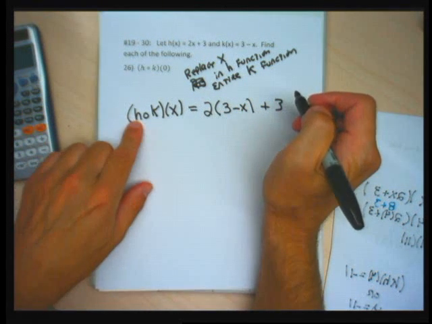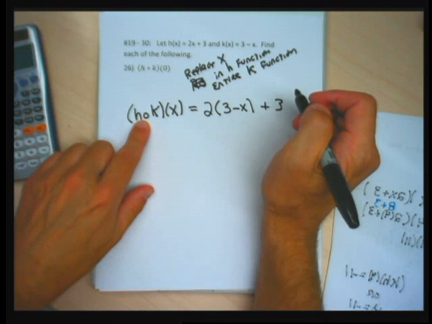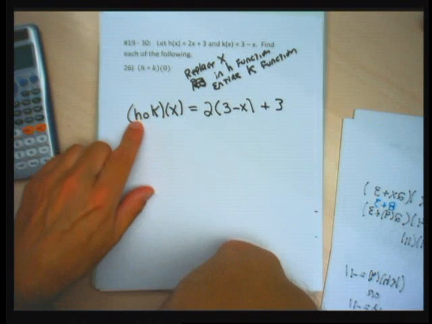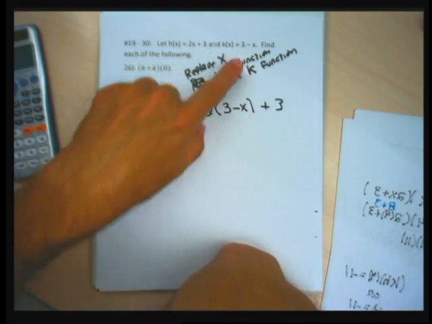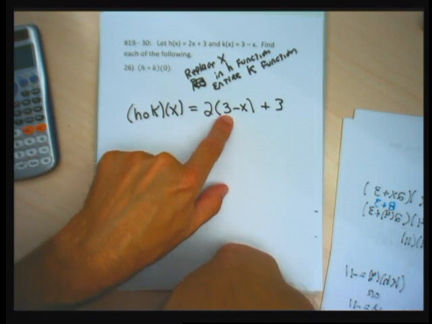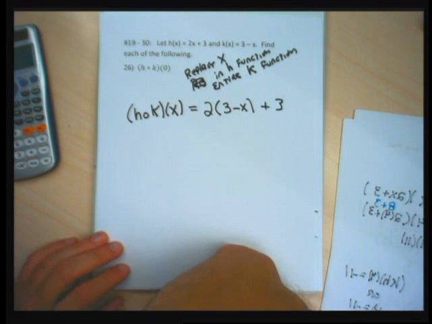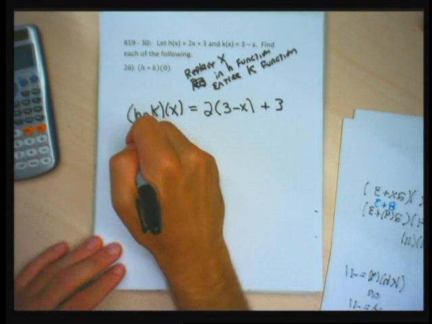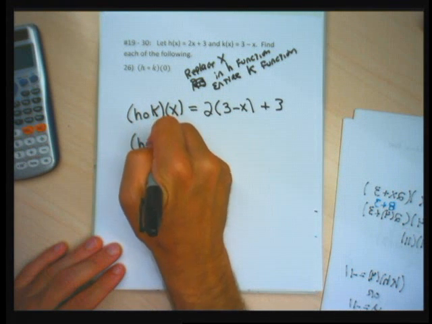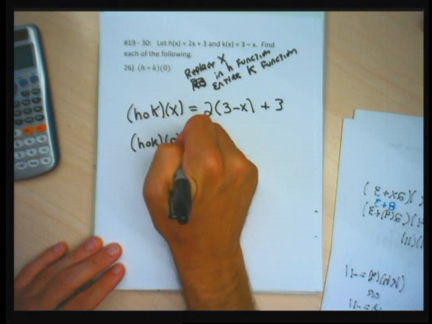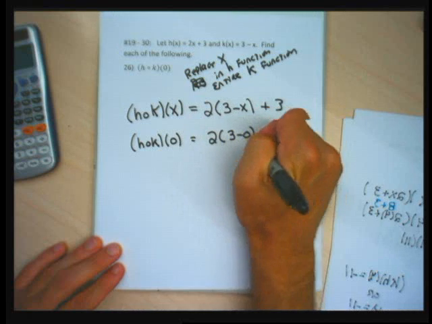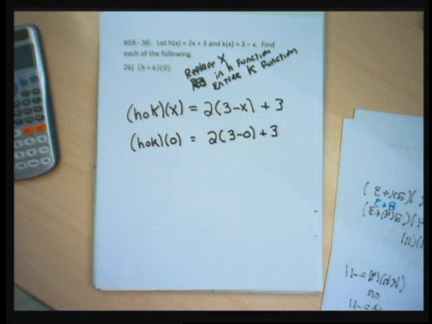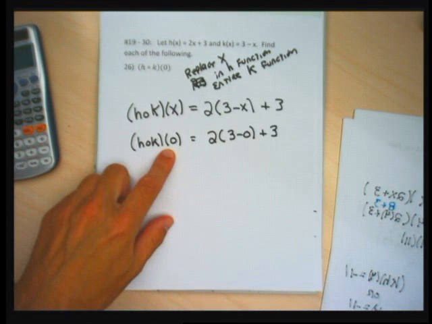So the h function's written first. The open circle tells me to change the h's x to the k function. So I change that x to the 3 minus x, and you need parentheses when you're doing these open circles. I could simplify that now, or I can simplify it when I plug the 0 in. At some point I need to plug the 0 in for x. I like to simplify with numbers as opposed to letters if I can, so I will. So now I'm changing the x to a 0 because this problem tells me to do that.